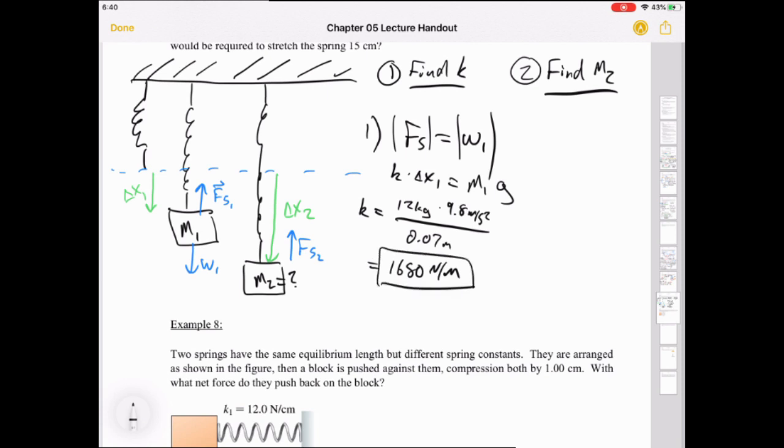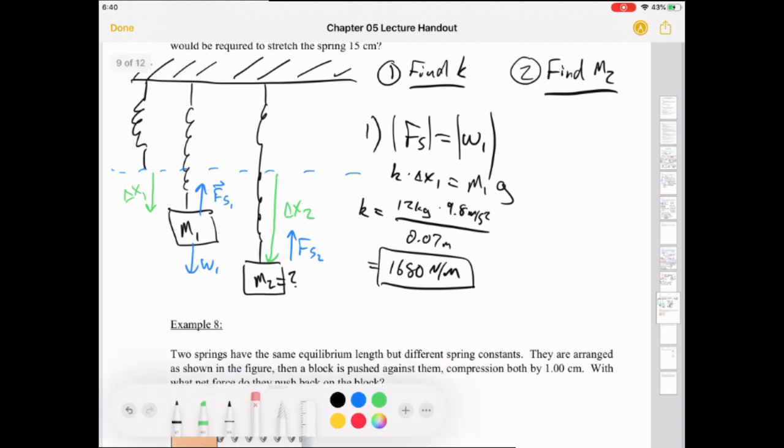Notice that I could have left this in centimeters. I could have left it as 7 centimeters downstairs, and I would have gotten 16.8 newtons per centimeter, which is not wrong, it's just not the SI unit. Okay, that's not my answer, though, so maybe I shouldn't put a box around it. Maybe I should just put an underline.